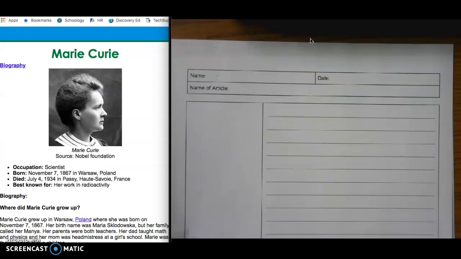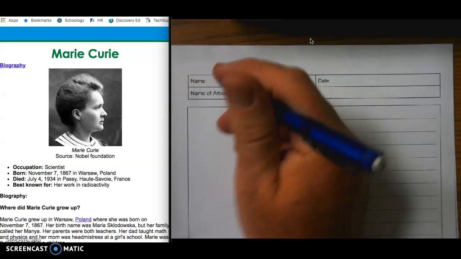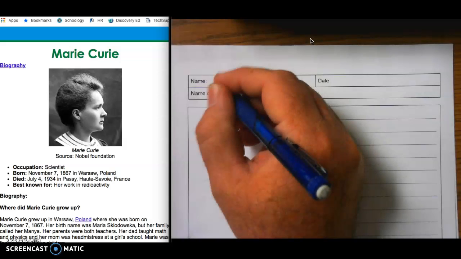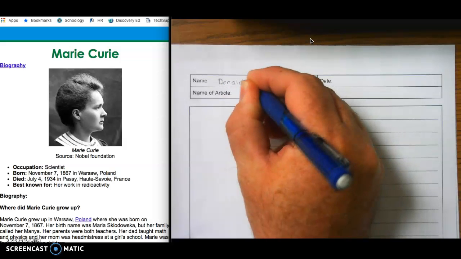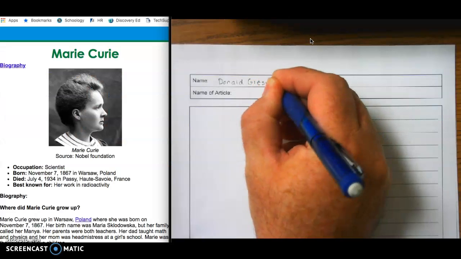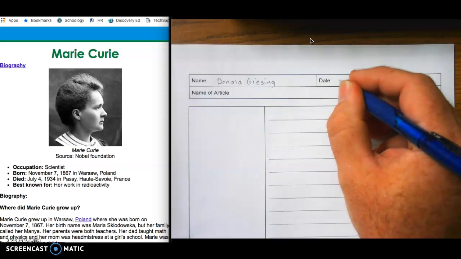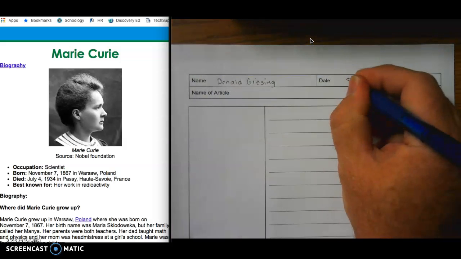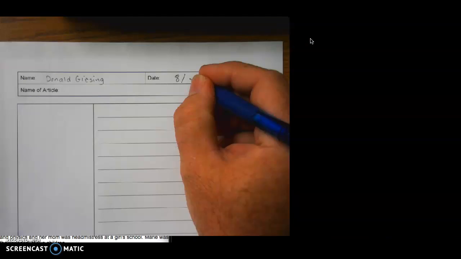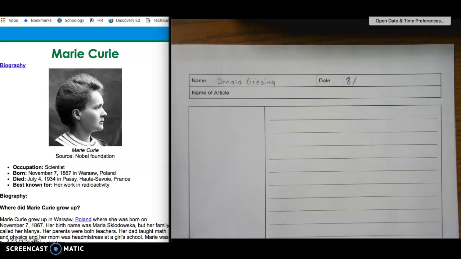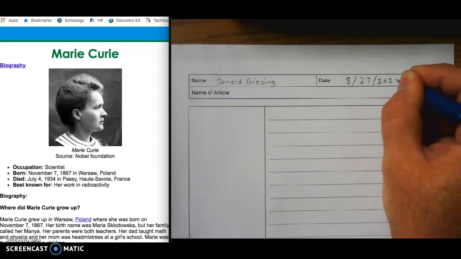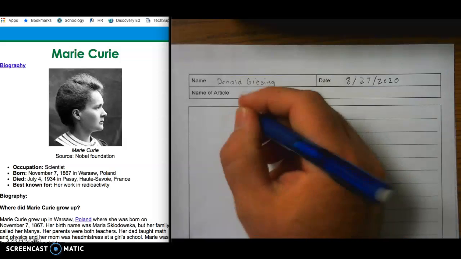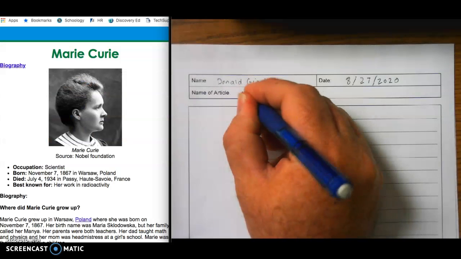While everybody's getting organized, get your Marie Curie article ready to go, but also fill in your name and the date. Today is August. What day are we going to be doing this? I'm not sure. So I'm doing it, so we'll say it's the 27th. I'm not sure if that's right or not, but whatever today's date is, put the date in, and then the name of the article is Marie Curie.